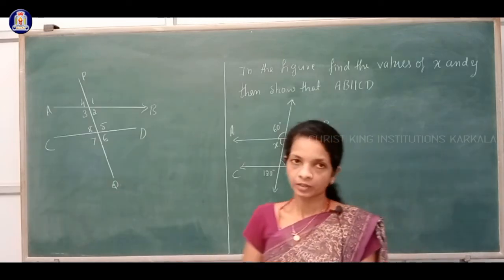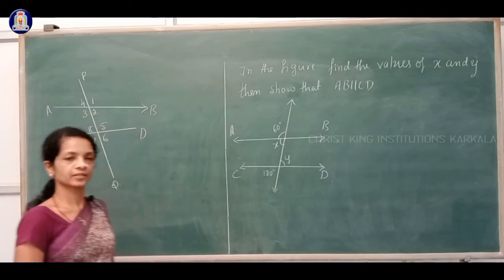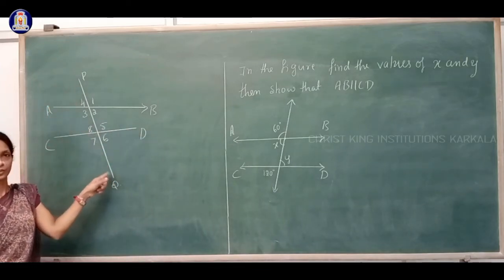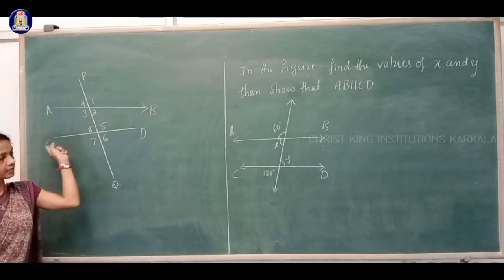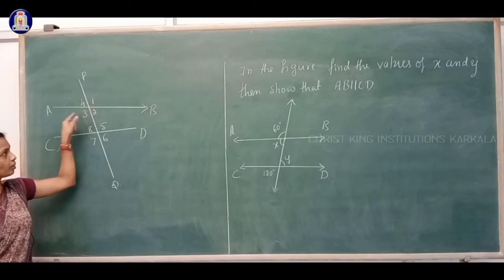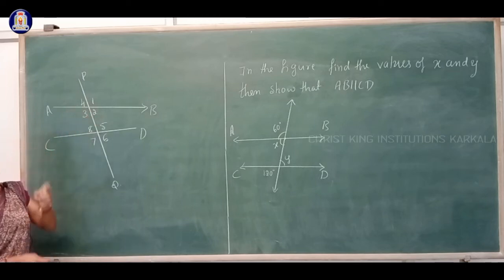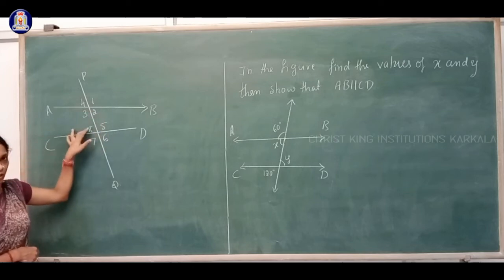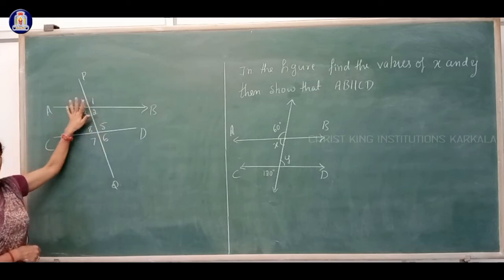Next, you know that suppose this line PQ is called a transversal that intersects two other lines AB and CD, then in total how many angles are formed? In total 8 angles are formed, which I named as 1, 2, 3, 4, 5, 6, 7, 8. Total you have 8 angles here.